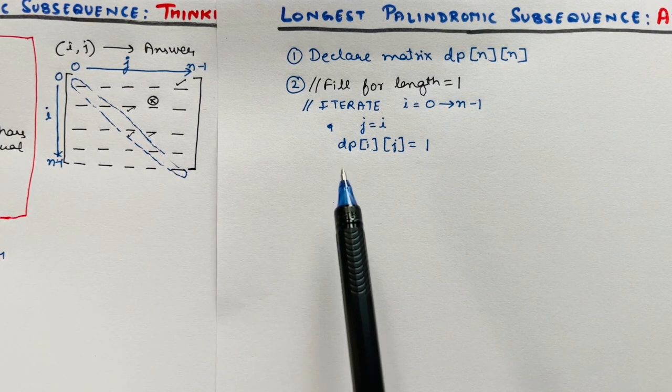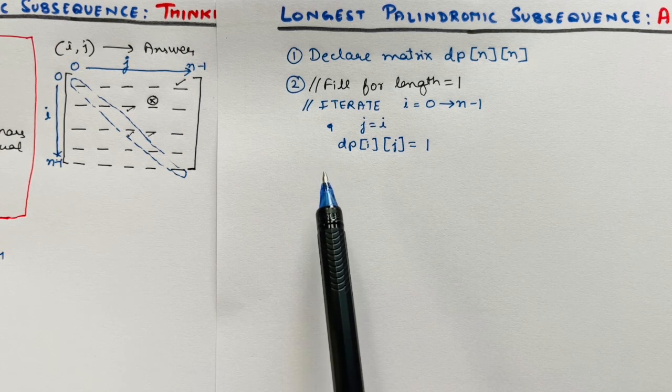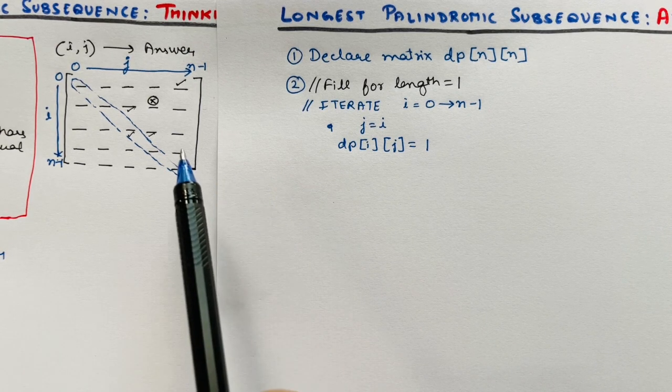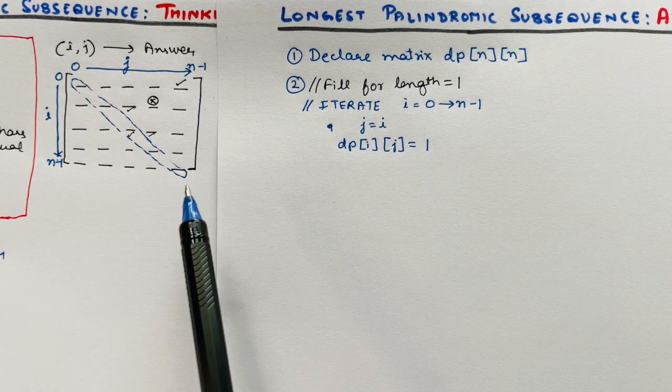Our next step is to fill for the second base condition. Our second base condition is length equal to 2, meaning this next diagonal. And how will we fill the values for length equal to 2?